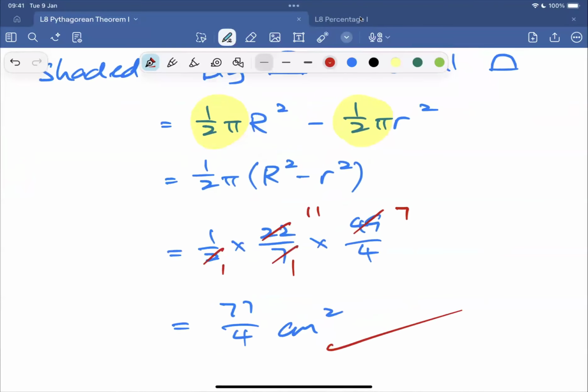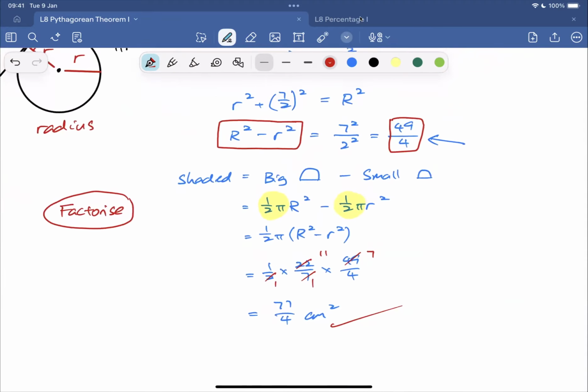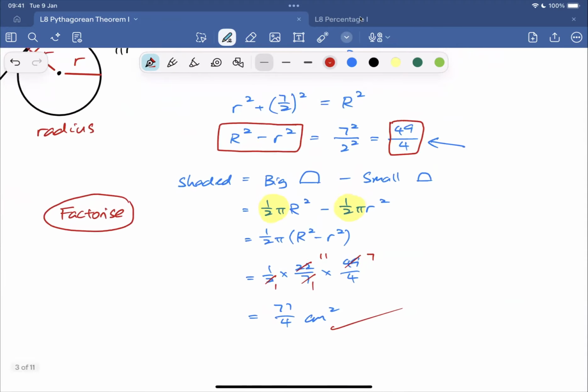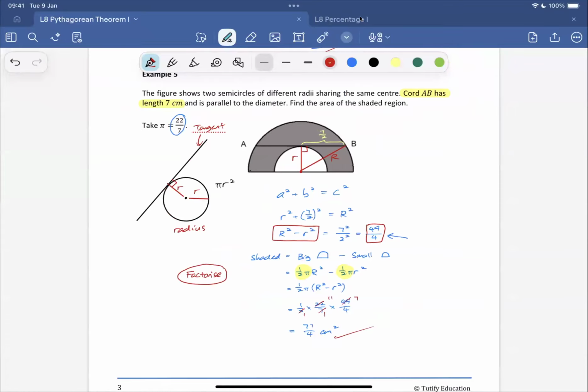Then we realized that half pi keeps on repeating, so we can factorize it and put it outside the bracket. And from then on, we managed to find the area of the shaded region. Anyone have any questions? Raise your hand.